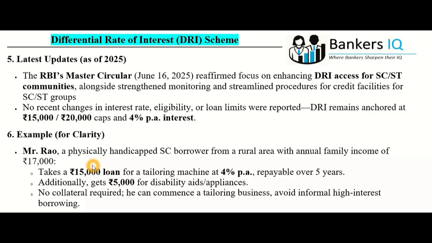Mr. Rao, a physically handicapped SC borrower from a rural area with annual family income of 17,000, takes a 15,000 rupees loan for a tailoring machine at 4% per annum, repayable over 5 years. Additionally, he gets 5,000 rupees for disability aids appliances. No collateral required. He can commence a tailoring business, avoid informal high interest borrowing.